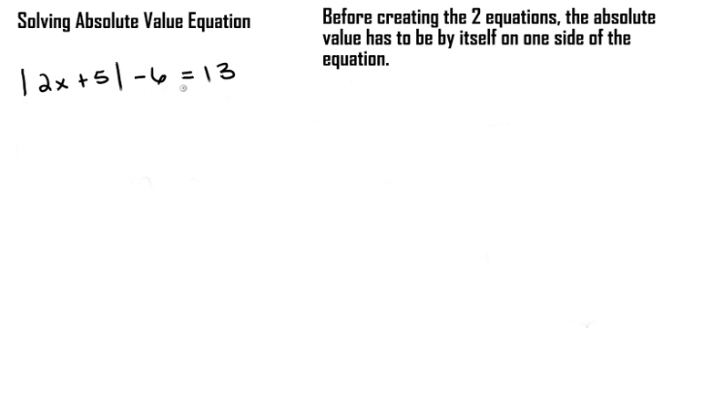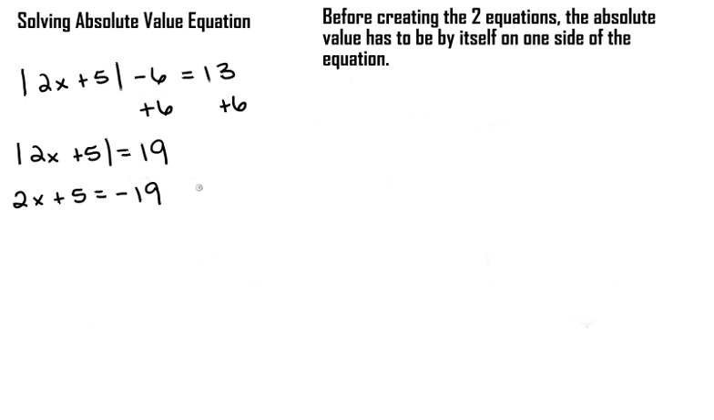So, before we create our two equations, we have to get the absolute value by itself on one side of the equation. To do this here, we're going to add 6 to both sides of the equation and get the absolute value of 2x plus 5 equals 19. Since the absolute value is by itself, we can now create our two equations. 2x plus 5 equals a negative 19, and 2x plus 5 equals a positive 19.